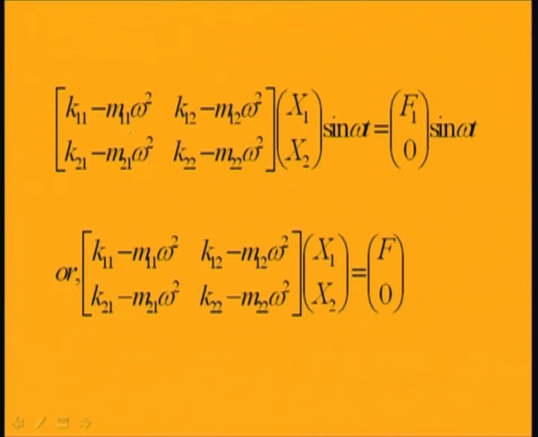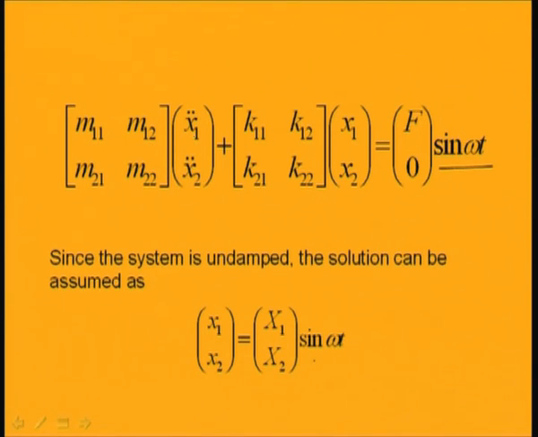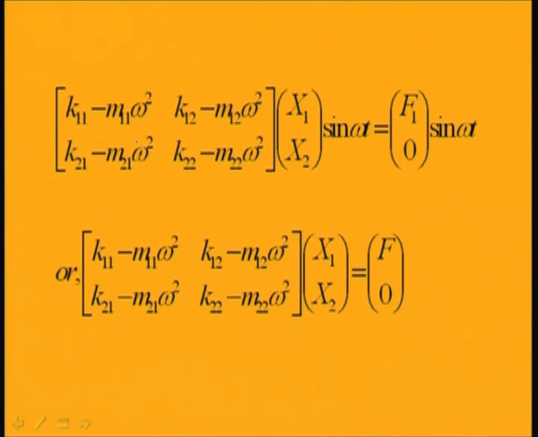So K11 minus M11 omega square, because x1 double dot becomes minus omega square x1 sin omega t, so it becomes minus M11 omega square x1. Similarly, M12 x2 double dot becomes minus M12 omega square x2. Substituting in the previous equation, one can write it in this form: K11 minus M11 omega square, K12 minus M12 omega square, K21 minus M21 omega square and K22 minus M22 omega square, multiplying capital X1, capital X2. These are the normal modes, multiplying sin omega t, equal to F0 sin omega t. The sin omega t on both sides can be cancelled.